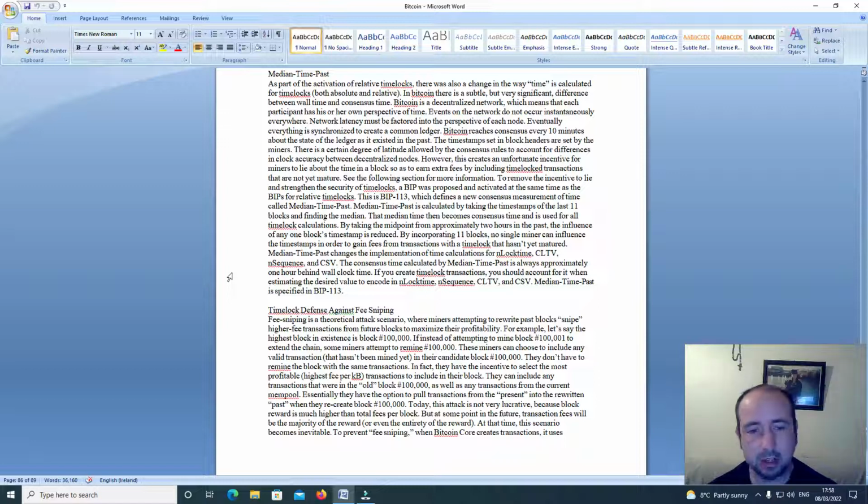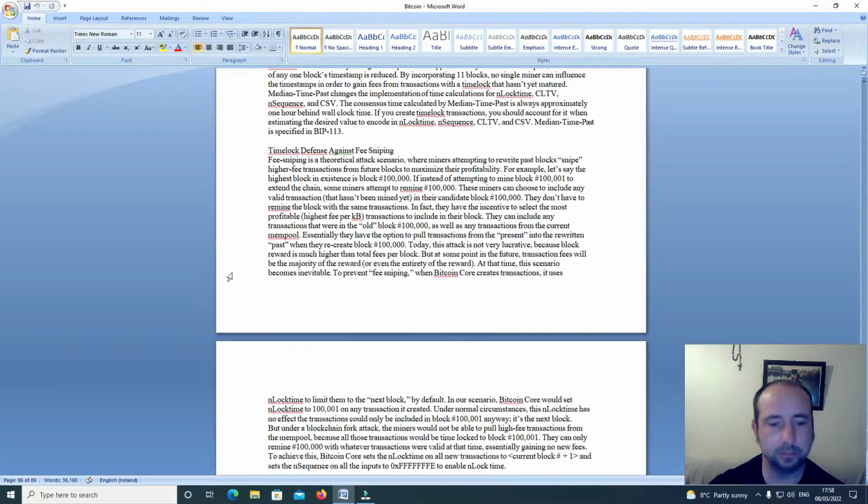The consensus time calculated by median time passed is always approximately 1 hour behind wall clock time. If you create time lock transactions, you should account for it when estimating the desired value to encode in nLockTime, nSequence, CLTV and CSV. Median time passed is specified in BIP 113.